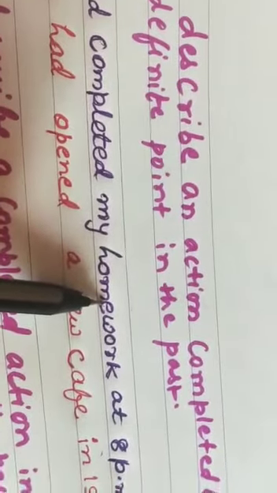So when the action had been completed, or in relation to some action in the past, then it is the past perfect tense. Now this tense is used to describe an action completed before a definite point in time. Like if I write I had played before 8 a.m., then that is also in the same tense. Or I had completed my homework at 8 p.m. So this shows that by 8 p.m. I had already finished doing my homework. So this is in the past perfect tense.